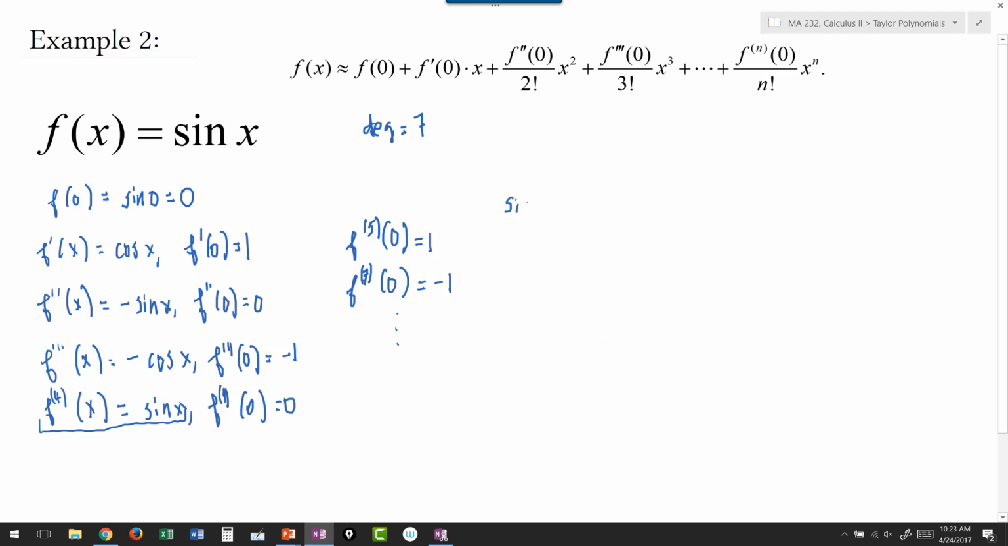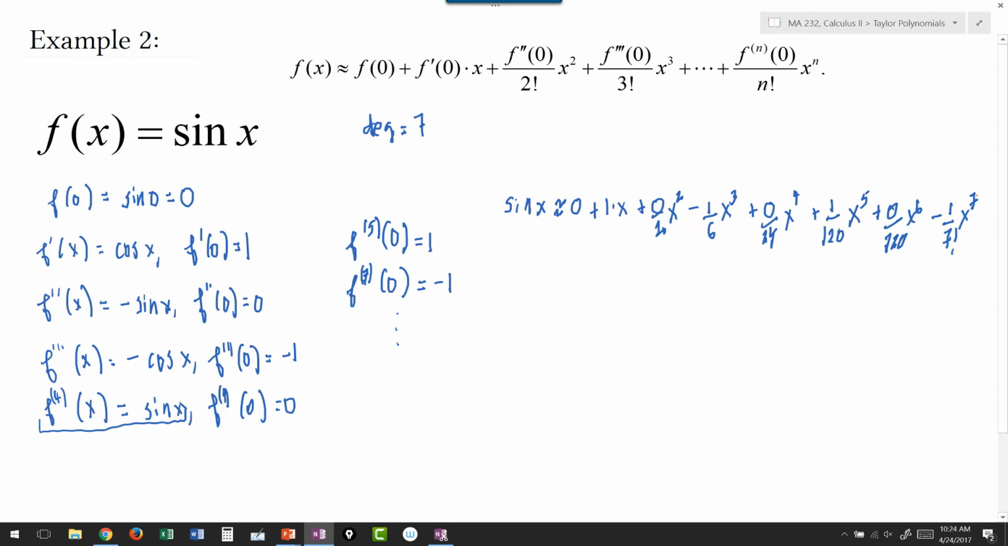If I put all that together, then I get that sine x is roughly 0 plus 1 times x plus 0 over 2 x squared minus 1 over 6 x cubed plus 0 over 24 x to the 4th plus 1 over 5 factorial, which is 120, x to the 5th, 0 over 720 x to the 6th, and minus 1 over 7 factorial x to the 7th.